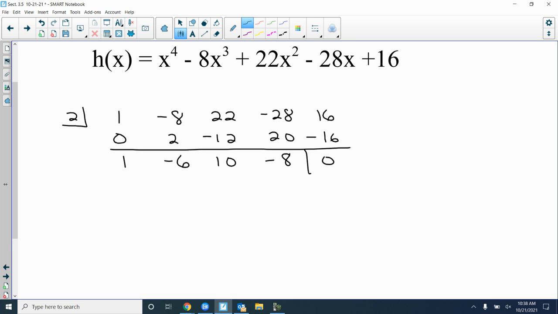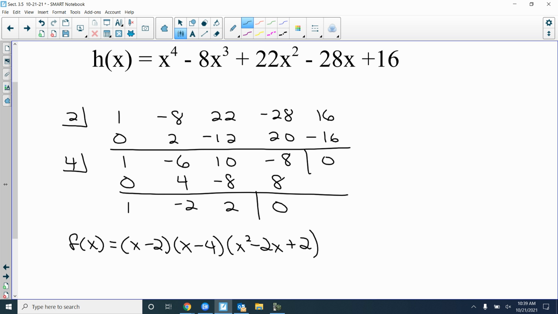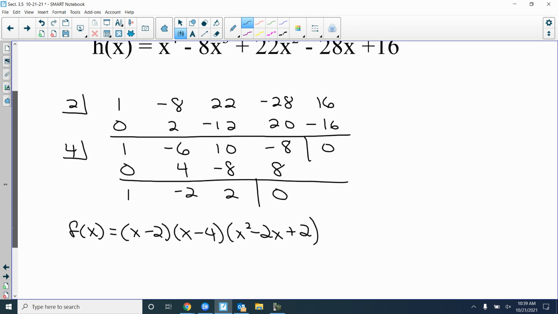And I know a lot of you just kind of keep going using this row with, what did we say, 4 was our other root. And so 0, 1 times 4. That's going to be -2, -8, 2, 8, 0. So now we are here at f of x equals x minus 2 times x minus 4 times x squared minus 2x plus 2. Okay, for that.